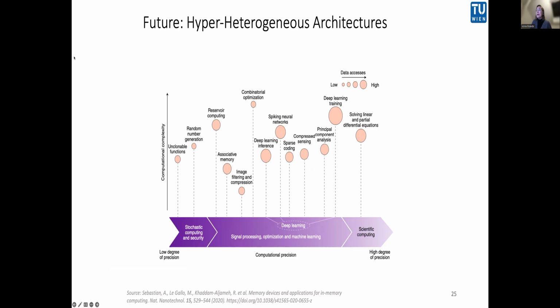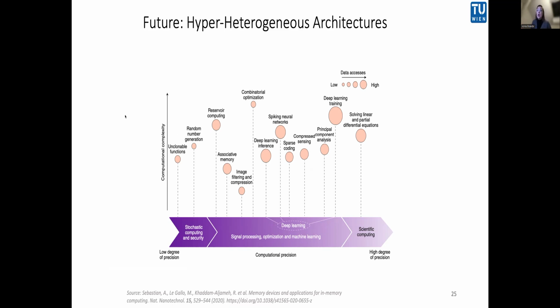If you look at this slide, you can see here the requested computational precision, for example, computation of very low precision, but also computation of very high precision. For example, if I'm generating random numbers, they do not have to be very accurate. I know it's a long discussion, but let's assume they don't have to be accurate. But if I'm solving linear and partial differential equations, they have to be accurate. We have different computational complexity here, and we also have different data access rates. For example, in deep learning training, we have a high data access rate. In random number generation, we have a low data access rate, right?